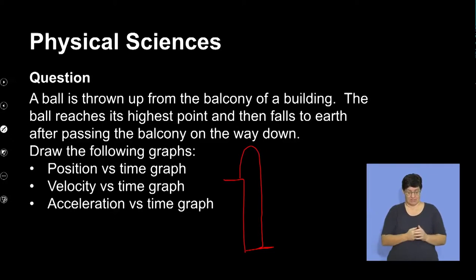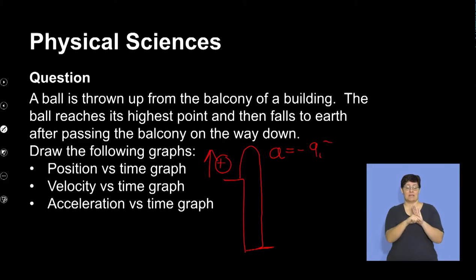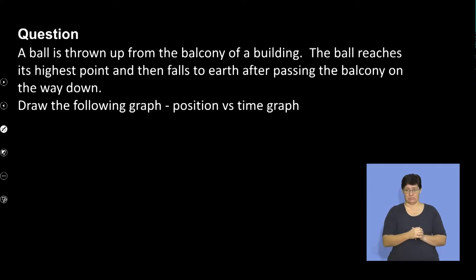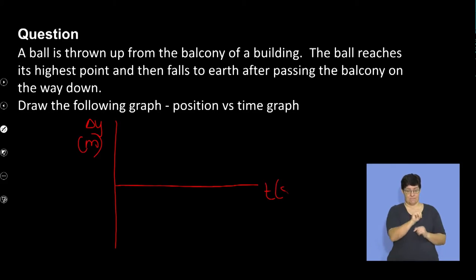So for this one, I would like to take up as positive, which means acceleration is minus 9.8 meters per second squared, and it's minus because it's going down. So let's draw the position time graph. Position, which is in meters, okay, time in seconds.